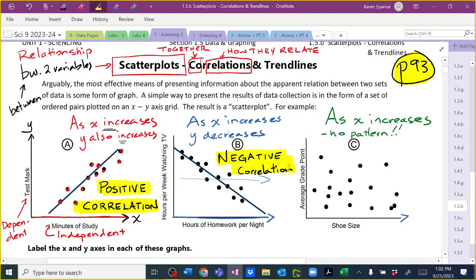So we have a positive correlation, we have negative correlation. What if there is no pattern? What kind of correlation do we have? We have no correlation.